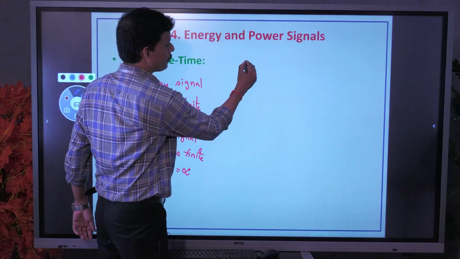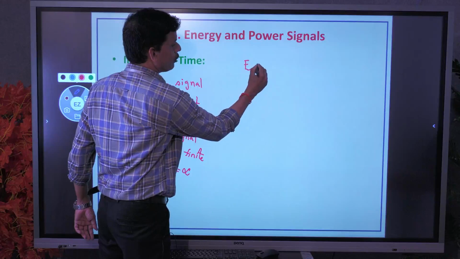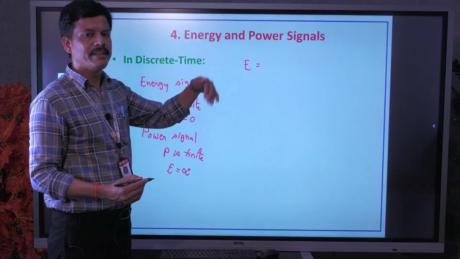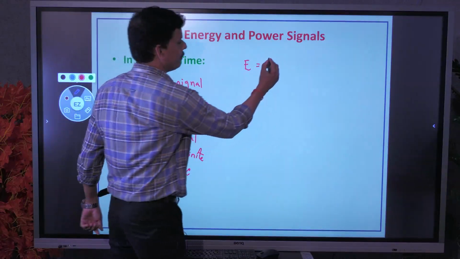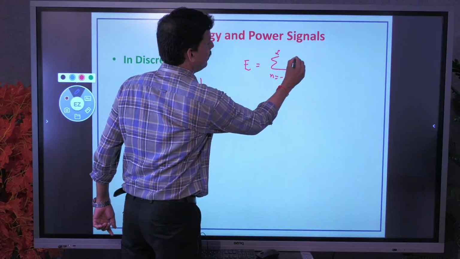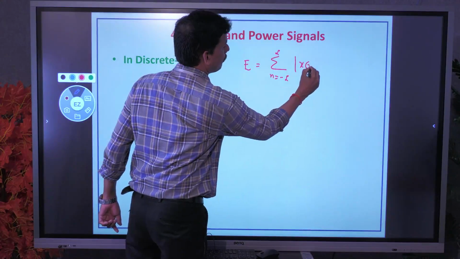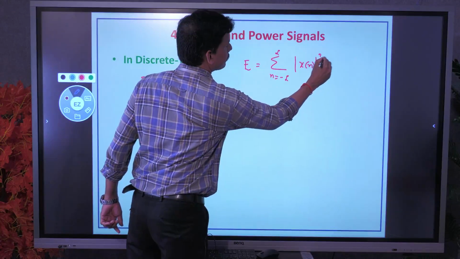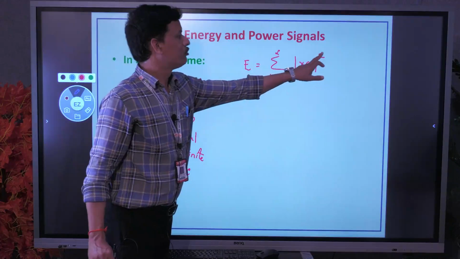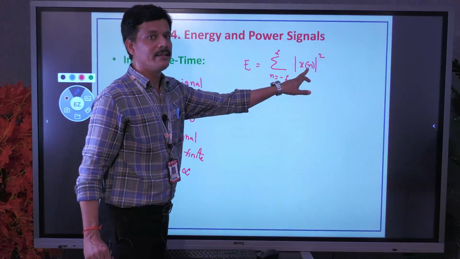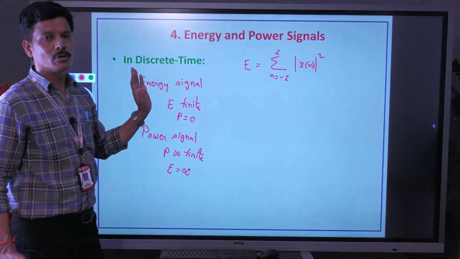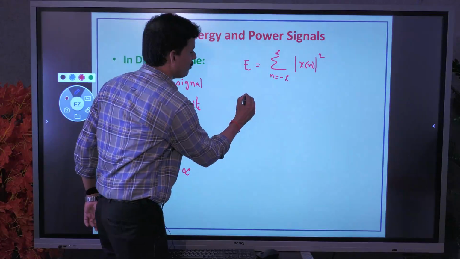Let us see the formula for total energy E in discrete time. Earlier we took integration, now it is a summation because it is discrete time. So E equals the summation from n equals minus infinity to infinity of the square of the magnitude of the signal, x of n squared. Here we add the squares of the magnitude of the given signal from minus infinity to infinity, and then we get the total energy. Similarly, average power.